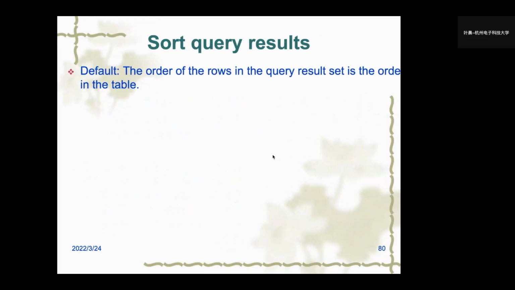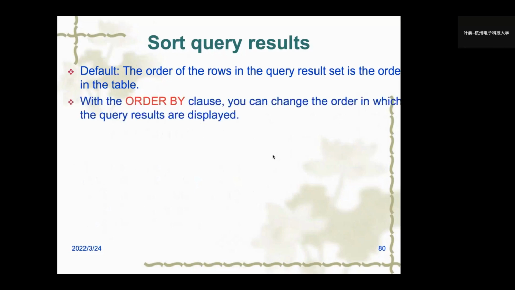So then let's see how to sort the query results. By default, the order of the rows in the query results is the order in the table. But if you want to sort the query results, you can use the ORDER BY clause. By using this, you can change the order in which the query results are displayed.